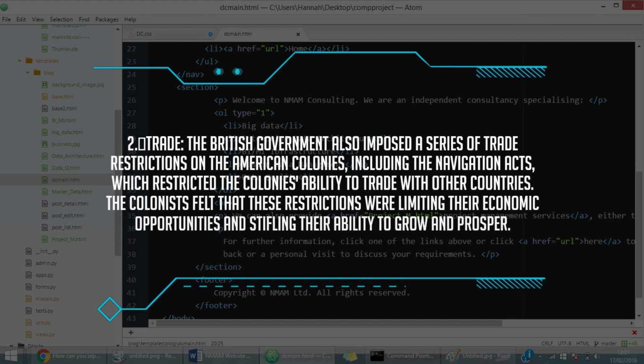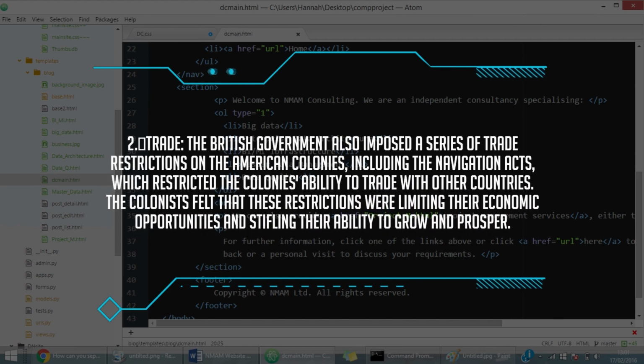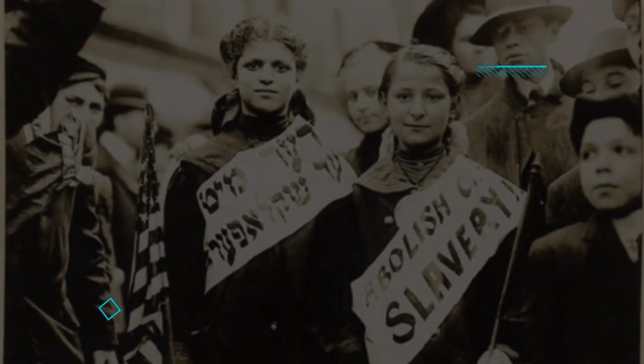2. Trade. The British government also imposed a series of trade restrictions on the American colonies, including the Navigation Acts, which restricted the colonies' ability to trade with other countries. The colonists felt that these restrictions were limiting their economic opportunities and stifling their ability to grow and prosper.